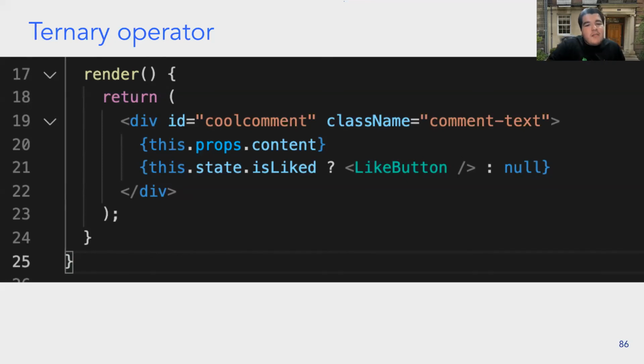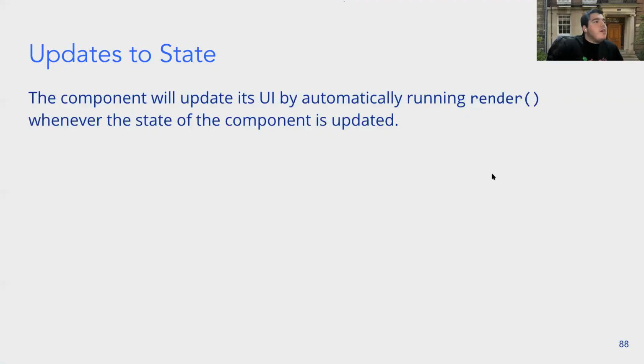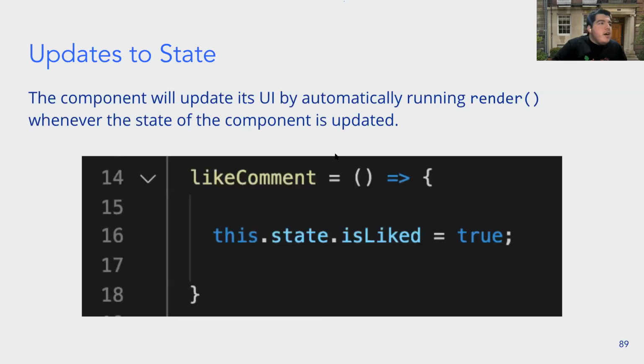So we've talked about accessing state. The last thing, or one of the last two things that we want to do, is now updating state. So remember, state can be maintained and updated by a component. So the component will actually automatically rerun render whenever the state of a component is updated, right? So that's one thing to keep in mind.